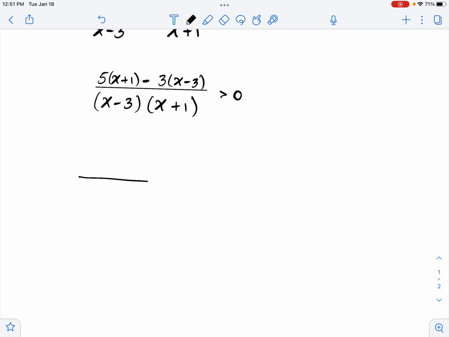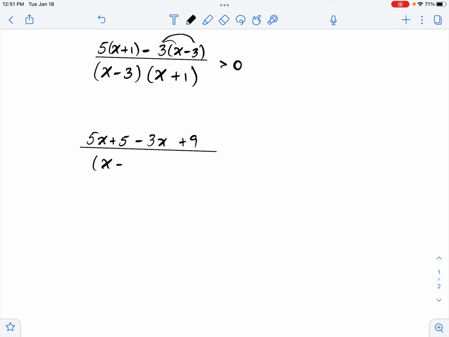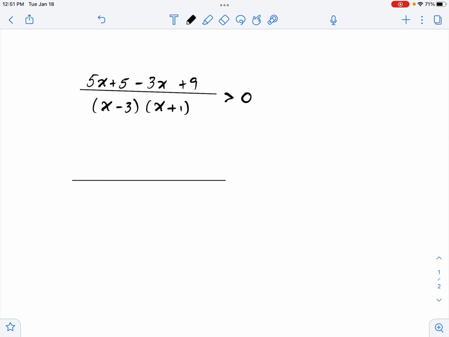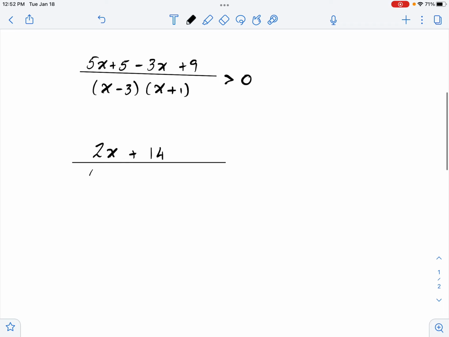So distributing in my numerator, I get 5x plus 5 minus 3x. Minus 3 times minus 3 is positive 9. And then downstairs, I have x minus 3, x plus 1. Gathering my like terms in my numerator, I have 5x minus 3x is 2x, and 5 plus 9, that's 14. So 2x plus 14 all over x minus 3, x plus 1.